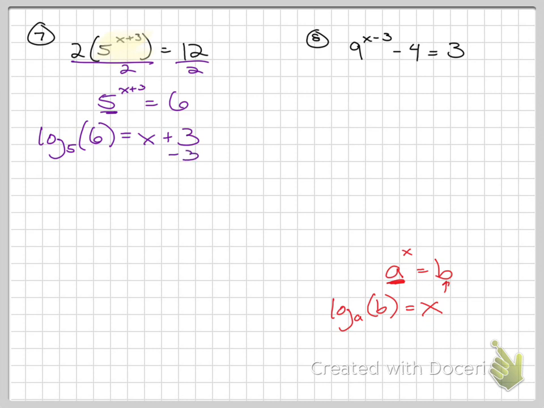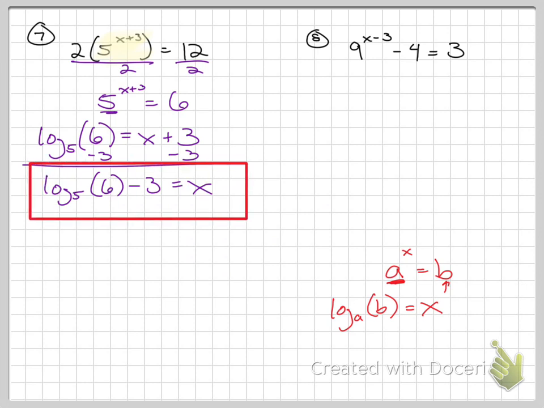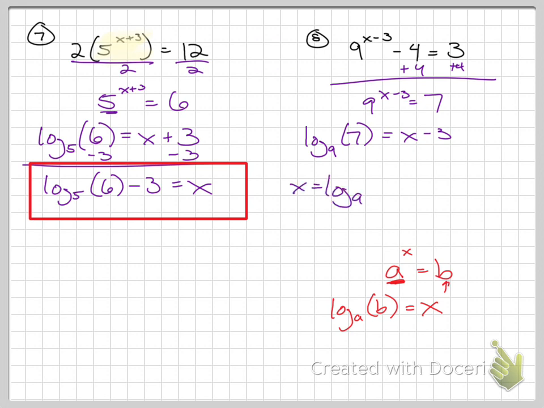To finish solving, minus the 3 from both sides. Log 5 of 6 minus 3 equals x. You can't actually subtract the 3, so that's what your answer looks like. See if you can do number 8. Add the 4, get it alone. Change it to a log. Log base 9 of 7 equals x minus 3. Add the 3, and x is going to equal log base 9 of 7 plus 3.